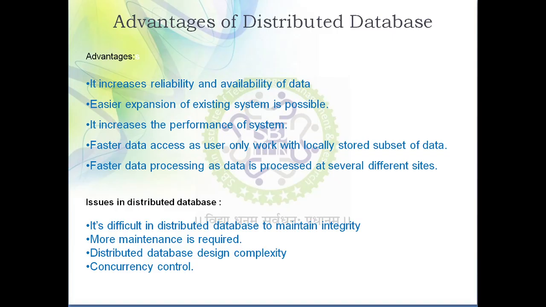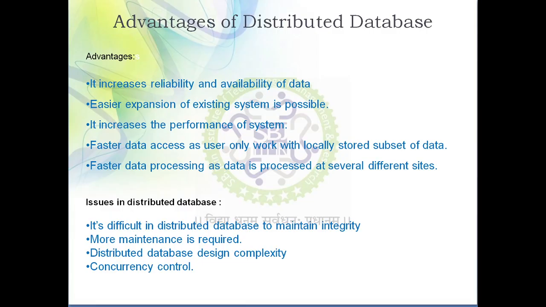Now next we discuss what are the benefits of distributed database. So it increases the reliability and availability of data. Is it the case? Yes, because the same copy of data which is present at one location is also present at another location. Suppose a failure occurs in one location because of a natural calamity, an earthquake. In that case the same copy of data is also present at a different location, so you can get it from there. So in this way it increases the reliability and availability of data.